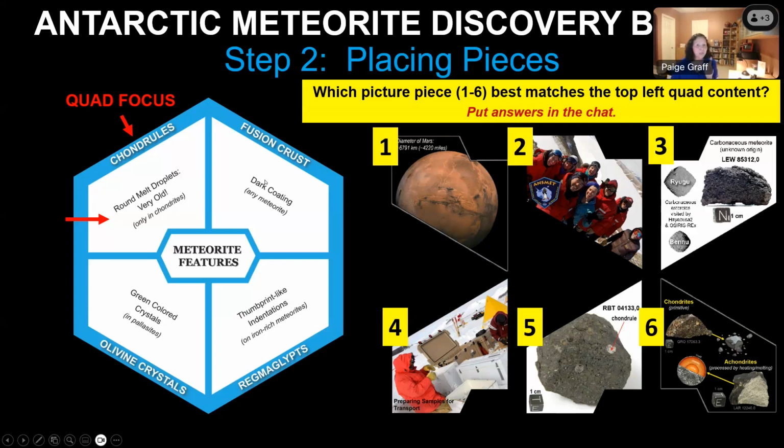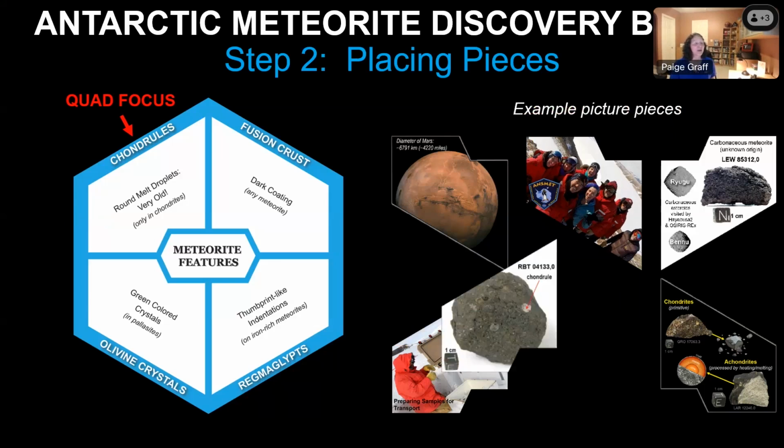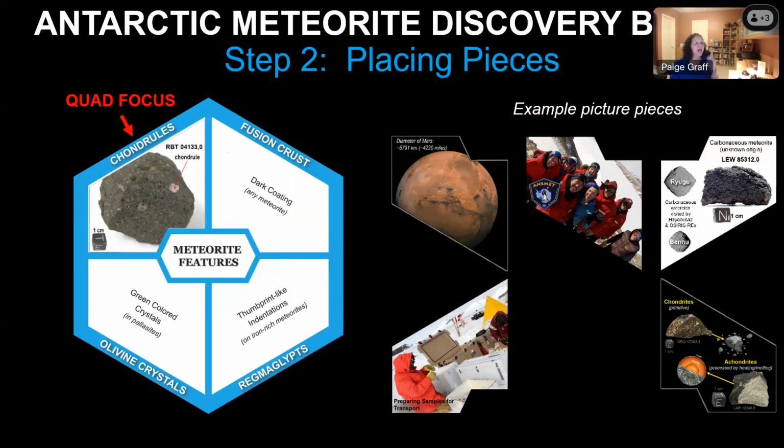Now, one thing to be aware of is there's always going to be a key matching word. Like, look at the quad focus, chondrules. If we look at any of these pictures, we do see in picture number 5 the word chondrule. So that's one of the hints that probably tells us, you know what? I see a round object. I see a labeled chondrule. This is my matching picture puzzle piece.